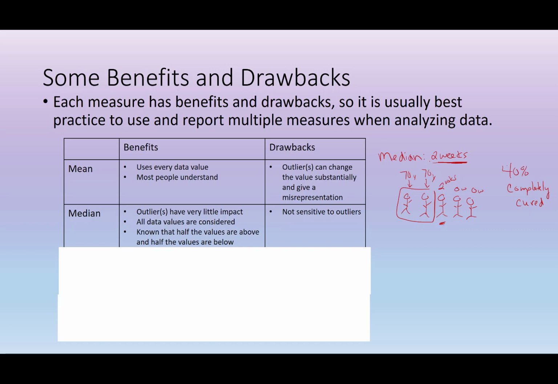Now, only using that 2 weeks as the value that you use to make your decision would not be a good idea. Because if people know that there's a 40% chance that they could be completely cured, that would probably have a big impact on their decision. But the median does not show us that.